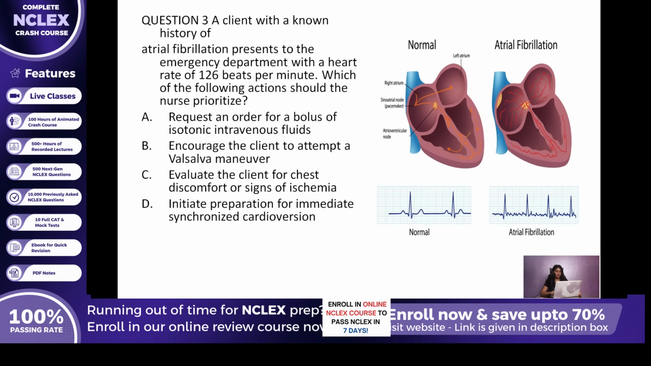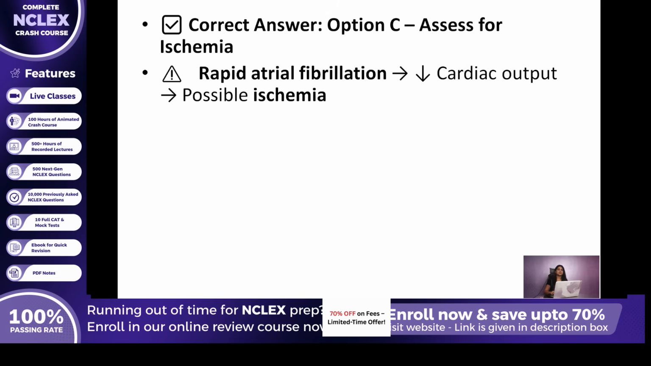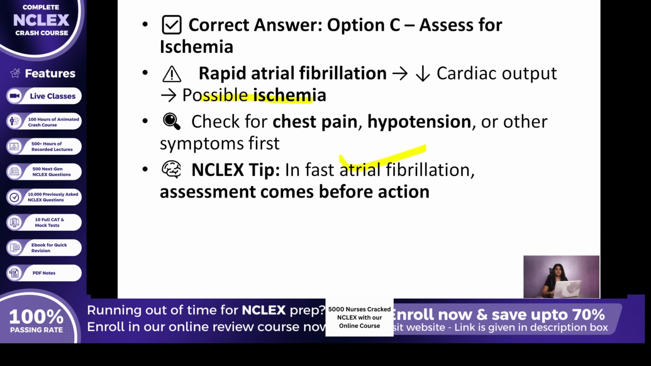The correct answer is option C. Evaluate the client for chest discomfort or signs of ischemia. A heart rate this high in atrial fibrillation indicates rapid ventricular response, which may reduce cardiac output and cause ischemia. The nurse must first assess for symptoms like chest pain or hypotension to guide next steps. NCLEX tip: in atrial fibrillation with a fast rate, check symptoms before choosing treatment. Assessment always comes before action.